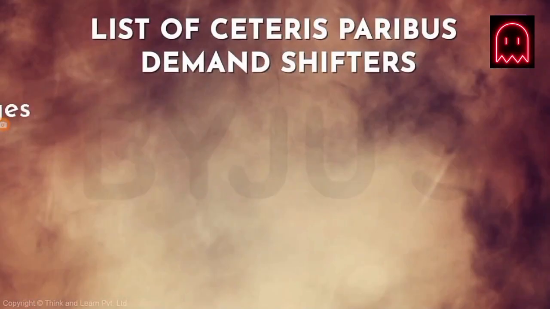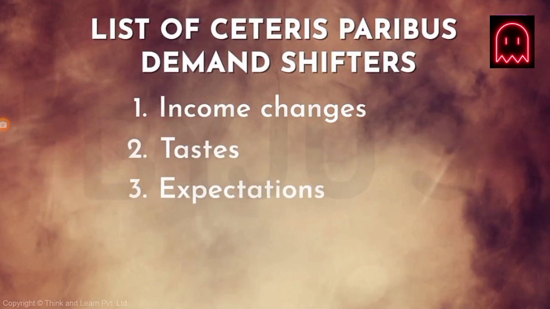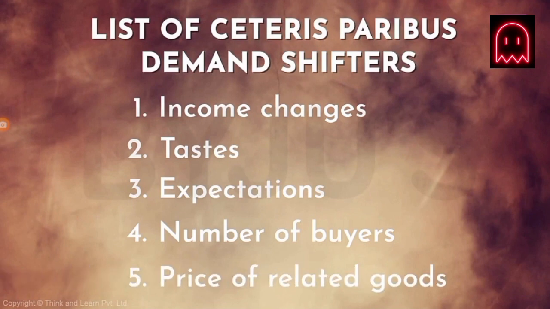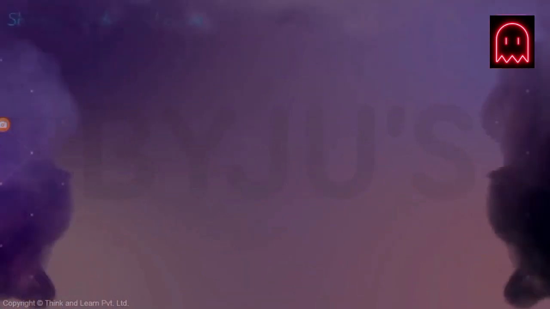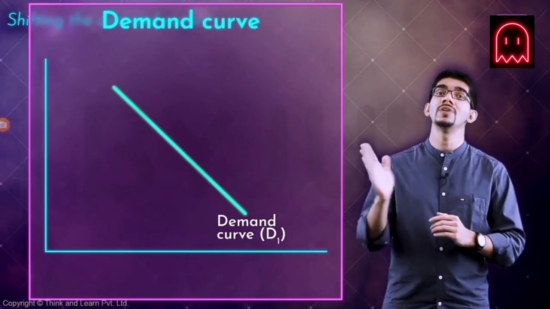1. Income changes. 2. Taste. 3. Expectations. 4. Number of buyers. 5. Price of related goods. As we can see, all of these are non-price factors or non-own price factors. If something happens to alter the quantity demanded at every given price, the demand curve shifts.